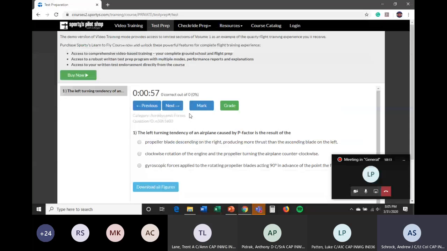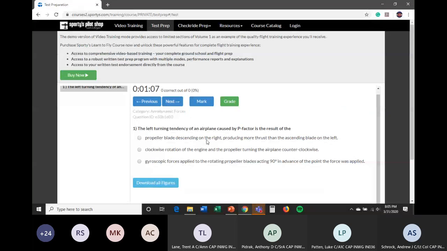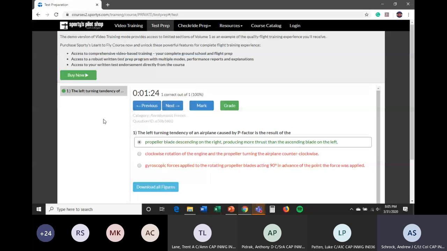Okay. So the left turning of an airplane caused by P factor is the result of the what? A, B, or C? A, sir. A is correct. So it depends on how many questions you decide to take.